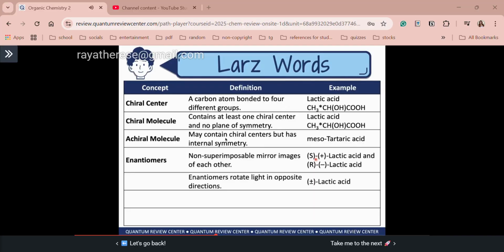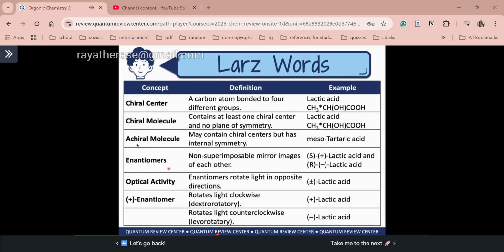Third to the last, these are enantiomers that rotate light in opposite directions. For instance, we have your R and S lactic acid. Again, these are your optically active enantiomers. And second to the last, it rotates light clockwise or positive, right? Of course, that's your positive or D or dextrorotatory enantiomer. And of course, if we have dextro, we have levo, and that's your negative enantiomer.